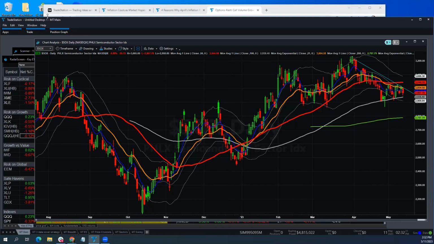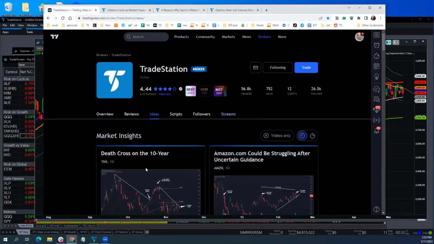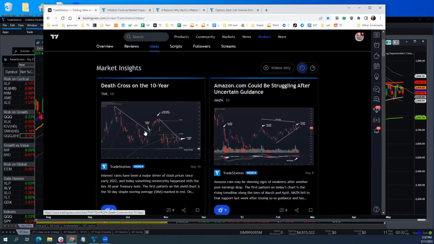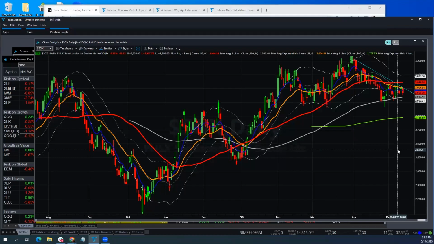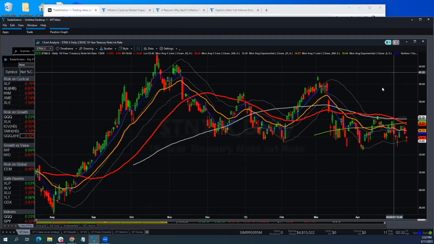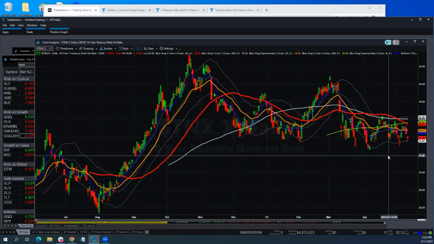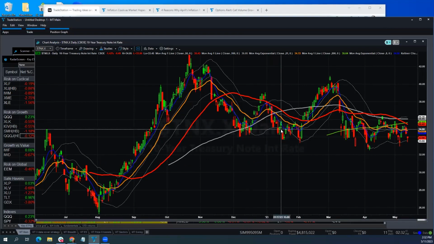Okay, another one, and we did this one on TradingView. Death cross on the 10-year. To me, this has been a big one. Look at the 10-year treasury over in TradeStation. It's $TNX.X. Now, like I said, interest rates are important. If you look at this, the 10-year treasury, that 50-day went under the 200-day moving average for the first time in over a year.